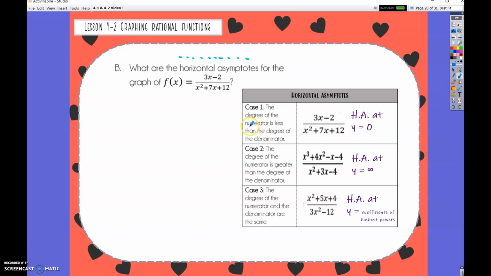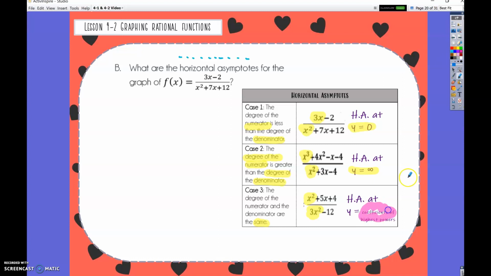If the degree of the numerator is less than the degree of the denominator, so look right here, the degree of the numerator is 1 and the degree of the denominator is 2. Since 1 is less than 2, you will always have a horizontal asymptote at y equals 0. In case 2, if the degree of your numerator is bigger than the degree of your denominator, it's always going to be that your horizontal asymptote is at infinity. Basically, the graph's going to run off up to infinity on the end behaviors. For case 3, if your degrees are the same, look at x squared and 3x squared, then your horizontal asymptote is at y equals the coefficients of the highest powers.